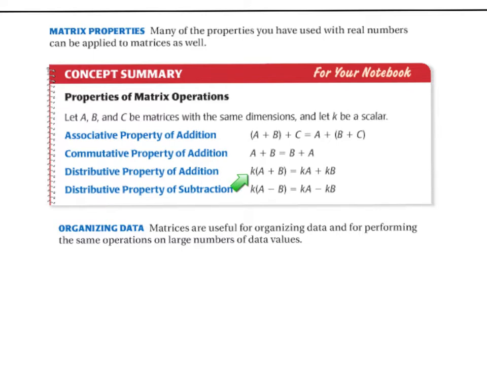So this is your scalar number outside, just a number, times matrix A or B will give you the same answer as if you took the scalar times matrix A and added to it the scalar times matrix B. And then you have the distributive property of subtraction, which is basically the same thing, except you have subtraction there. So matrices are so important because they take ginormous chunks of data and allow you to do a large number of operations on that data relatively quickly. So let's move on and use some of these properties.